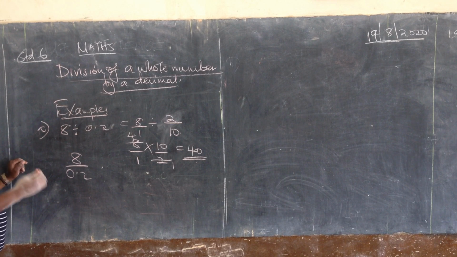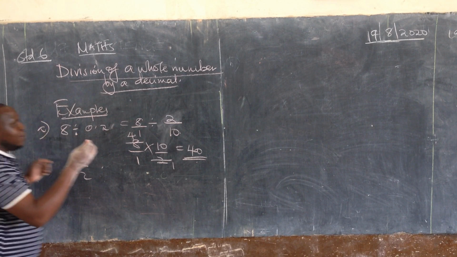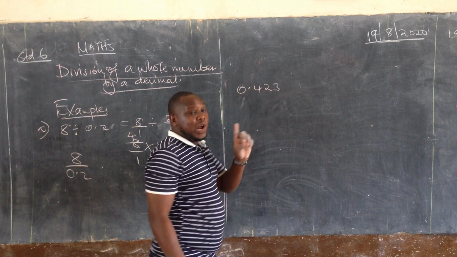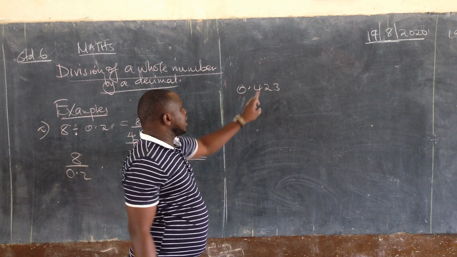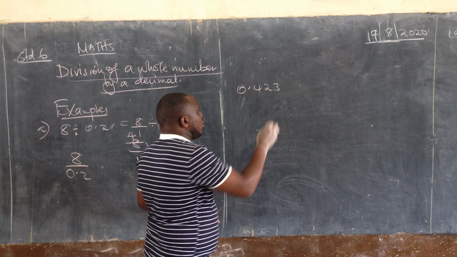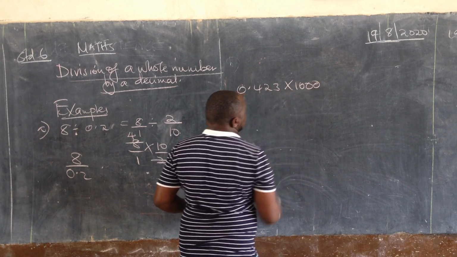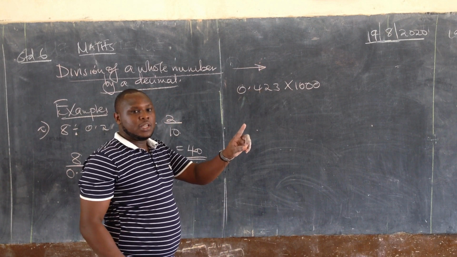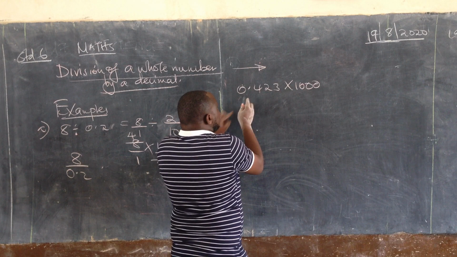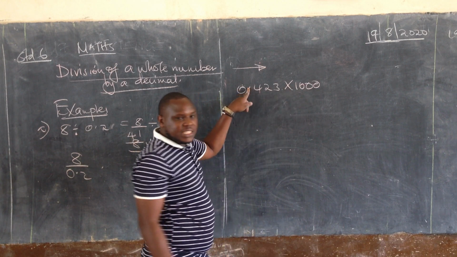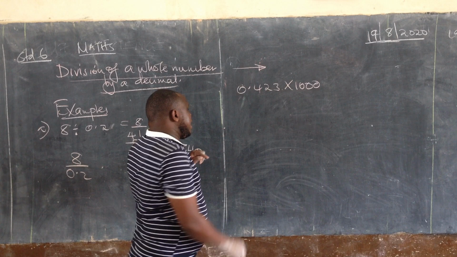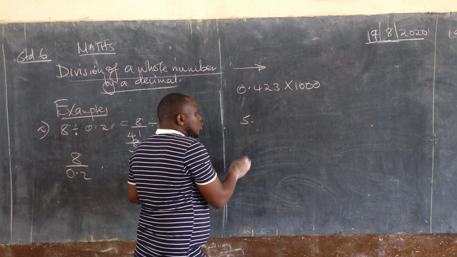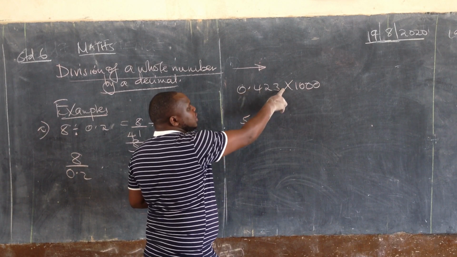By multiplying. If you want to remove a decimal point, like for example, you have 0.423. For you to make this a whole number, you only need to multiply with a number with 3 zeros for it to be a whole number. Because whenever you are multiplying with zeros, the decimal point moves forward. So how many times do you want this decimal point to move? Because if you have a number 5, it's a whole number, the decimal point is always here. So you want to move this decimal point from this point to this point.